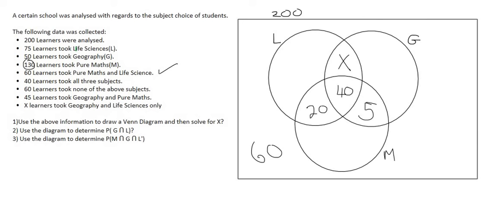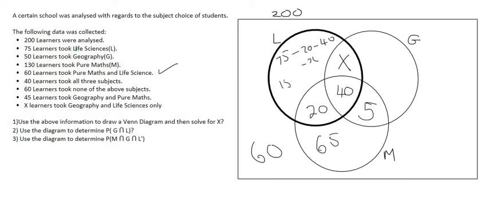And so we know that the total of the maths should add up to 130, which means that there should be 65 people over here. If you add all that up, you will get 130 for the maths circle, like that. And now moving on, we know that the life sciences circle should add up to 75, because they've told us that 75 people take life sciences. And so what we could do is say 75 minus 20 minus 40 minus X. That'll be that section over there. And so 75 minus 20 minus 40 is 15. And so this whole section will be 15 minus X.